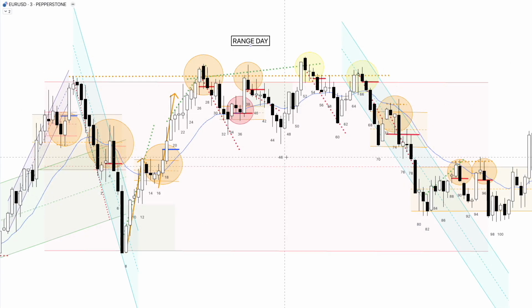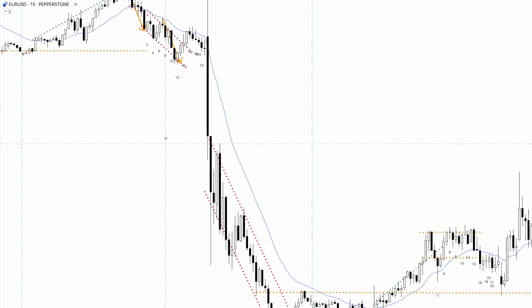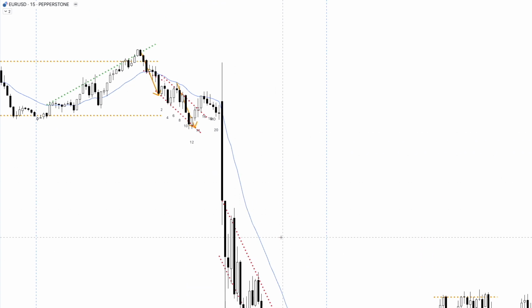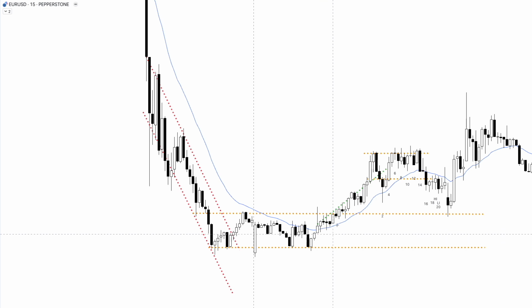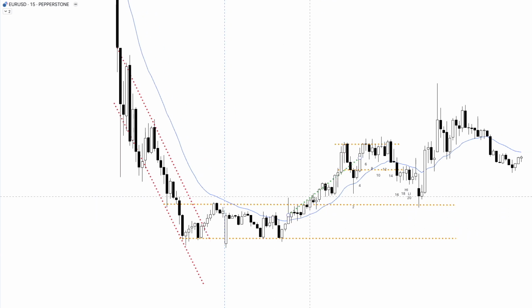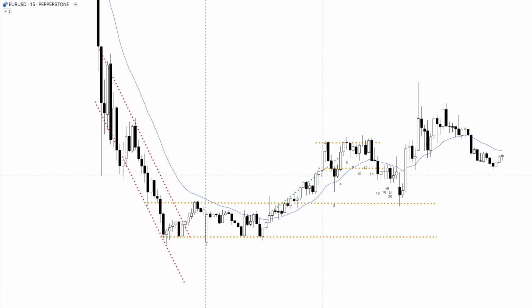Hello, this is the price action for yesterday, the EURUSD 3-minute chart. We had a range day. Let's go up to the 15-minute chart to see how this formed. So the day prior, we had this huge sell-off and we've channeled down and we've broken out of that channel and there's been a range coming into yesterday. And we have broken out of that range and we've channeled up there.